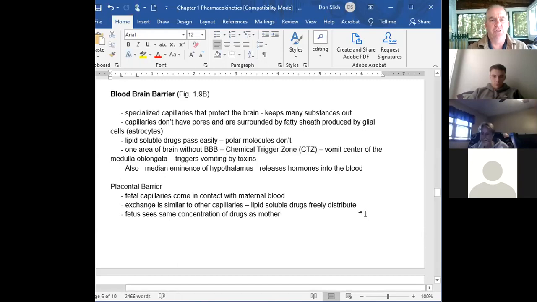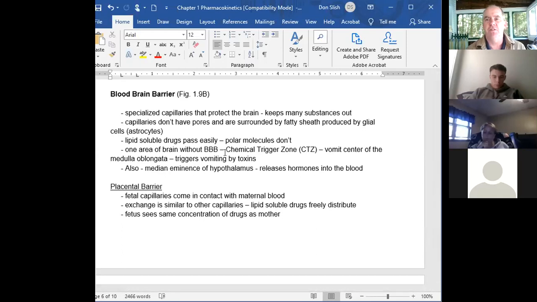Okay, chemical trigger zone. So the medulla is the first part of your brain above the brainstem, and it's all automatic stuff. It's nothing you ever know about or have to deal with. It keeps your heart rate, your blood pressure, all the housekeeping things go on there. That's where you've got this chemical trigger zone.